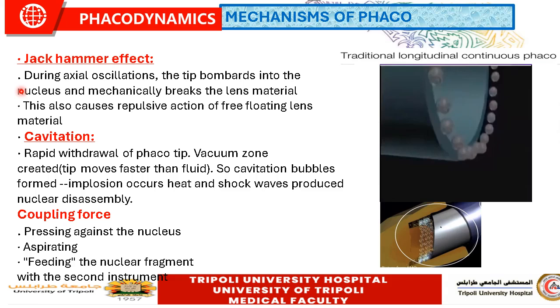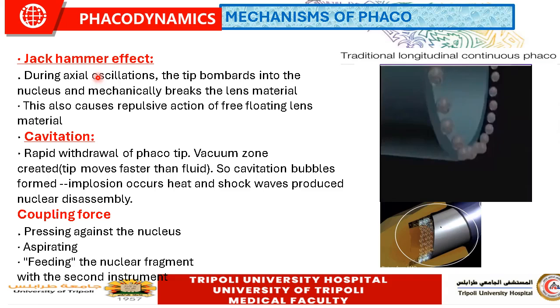And perhaps this is the reason for the thermal effect, or the heat that is generated. This is the first mechanism, the jackhammer effect. Of course, when we speak about the Ozil handpiece, the torsional phaco or the transverse phaco, the mechanism will be different. With the to-and-fro movement, the forward movement of the phaco needle will lead to destruction of the lens fragment. However, with the backward movement, there will be no destruction.